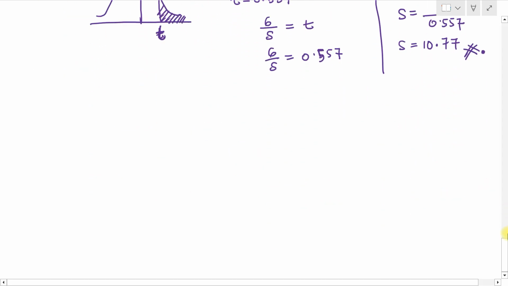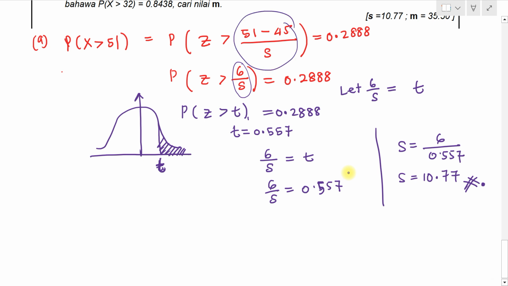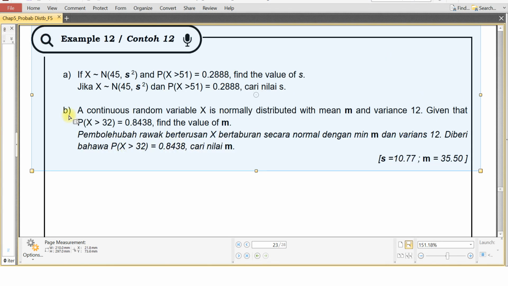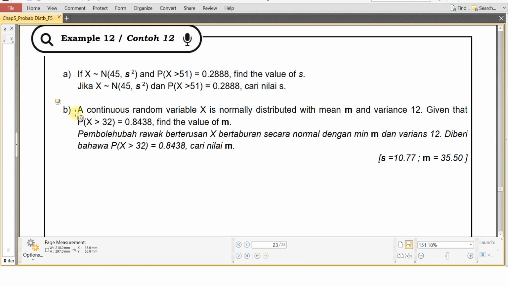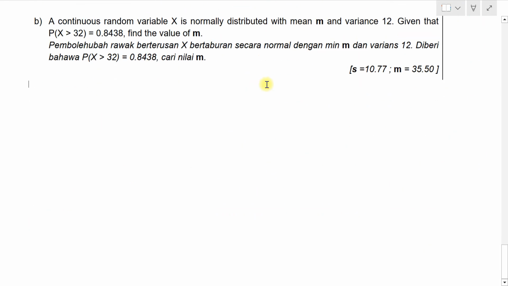What is part B? Let's see part B. I hope you understand. Whenever you are given an incomplete one, you just leave it with T. Easier. And then if it is negative T, just add the negative symbol there. Part B. If a continuous random variable X is normally distributed with the mean M and variance 12, given like this, find the value of the mean now. The concept is the same.